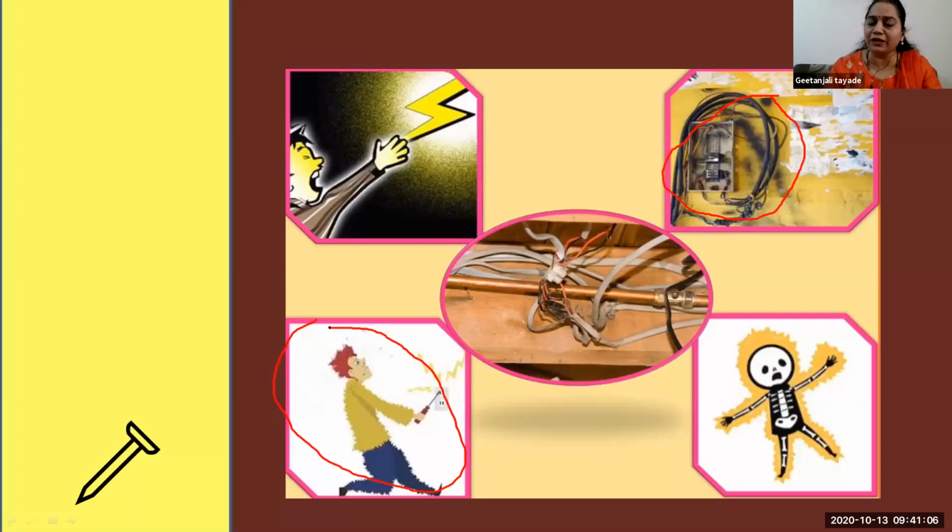Children have a very bad habit of throwing things on the DP. If there is any electrical DP near their houses, they throw something because it sparks, no? So to enjoy that sparking, they throw stones, paper, everything on that DP. But it is again dangerous because that charge may travel through your body also.